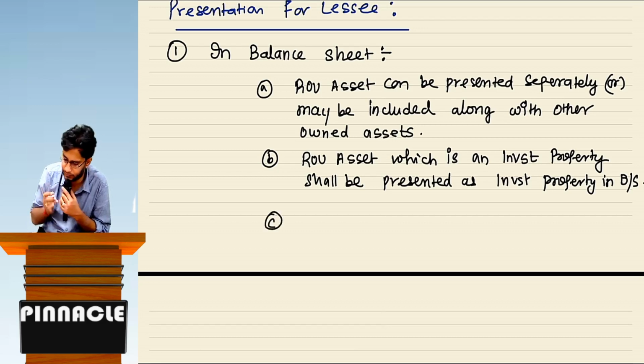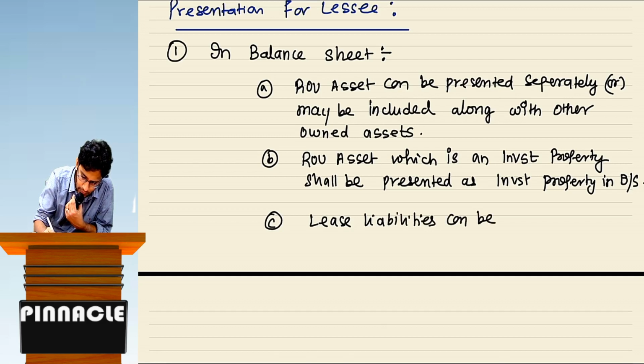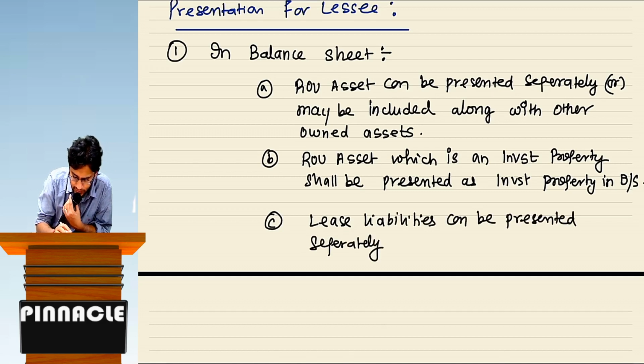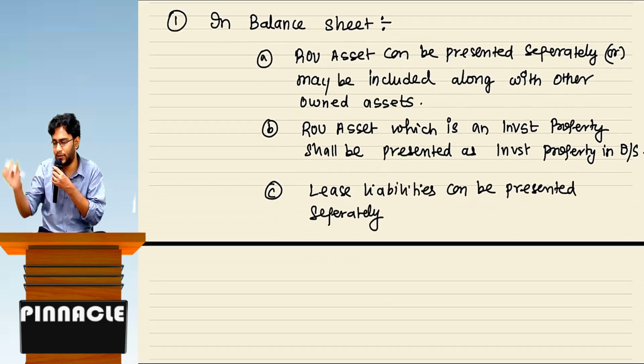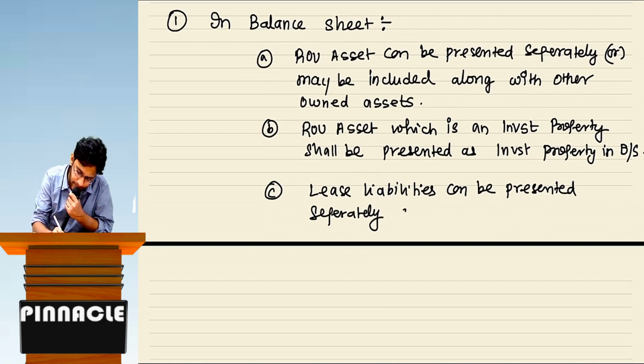C point. Lease liabilities can be presented separately, meaning you show a separate line item, lease liabilities. Or they can be included with other borrowings.